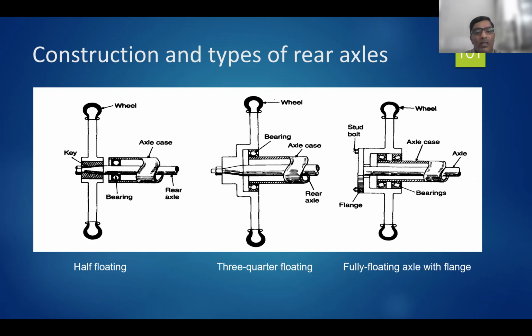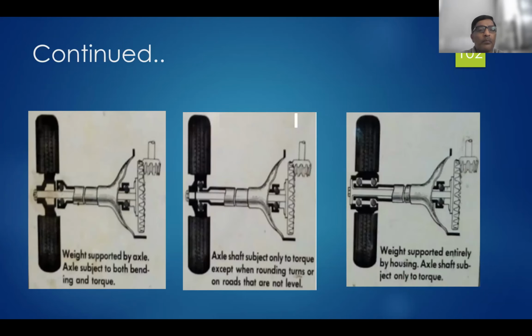First one is half floating, second one is 3/4 floating, and third one is fully floating axle with the flange. So floating means it is a component which is going to float in between the wheel hub and the fixed wheel hub and the sun gear. So whether it is free to float, whether it is providing support to the weight of the vehicle, and also will take care of the driving thrust, based on that, these three types are divided.